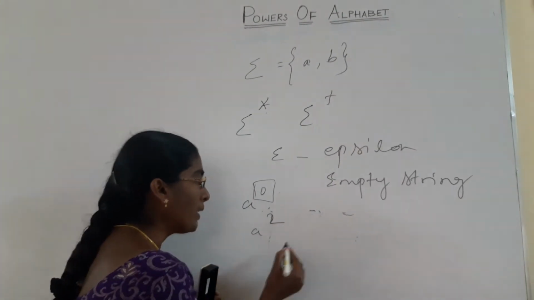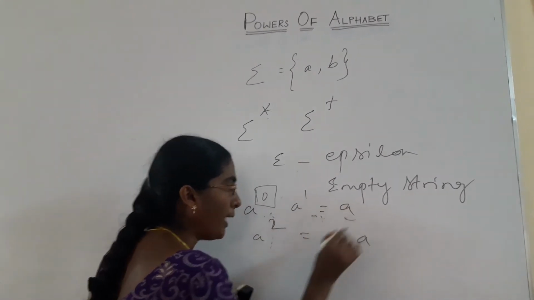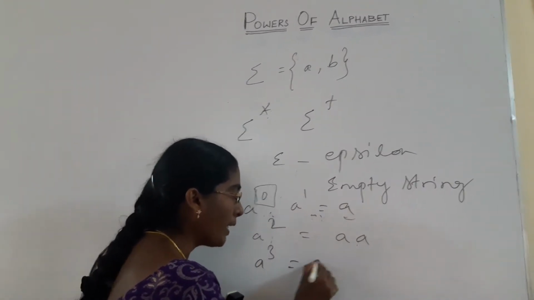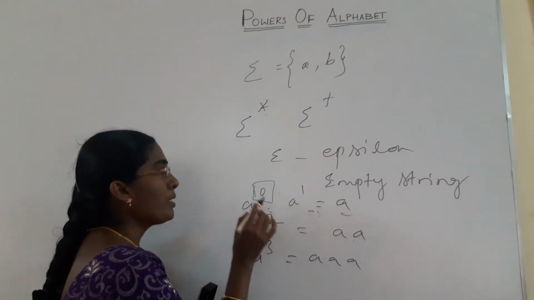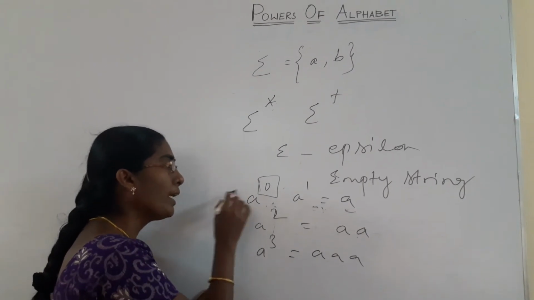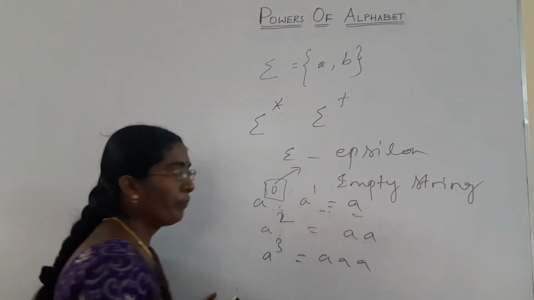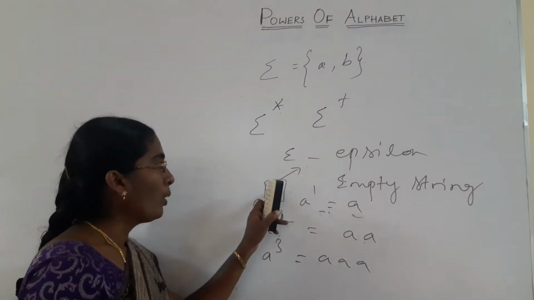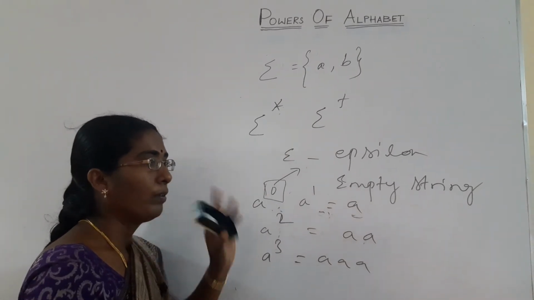A power 1 is equal to a, a power 2 is equal to a a, and a power 3 is equal to a a a, right? A power 0 is not equal to 1, that is only in mathematics. A power 0 means no occurrence of the symbol a. It is equal to epsilon, right? Anything power 0 represents the epsilon symbol, the empty string epsilon.